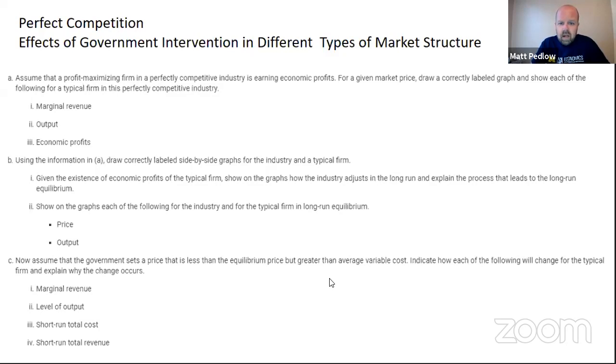So A, draw a correct graph. Okay, so it says for the typical firm and they're earning economic profit. So let's just go ahead and do this, okay? And then actually here, I'll read B too. Using the information, draw side-by-side graphs of the industry and the firm, given the existence, show how it's going to adjust in the long run and explain, and then show the price and output. Okay, so we can do this, right? We'll just do both these graphs together.